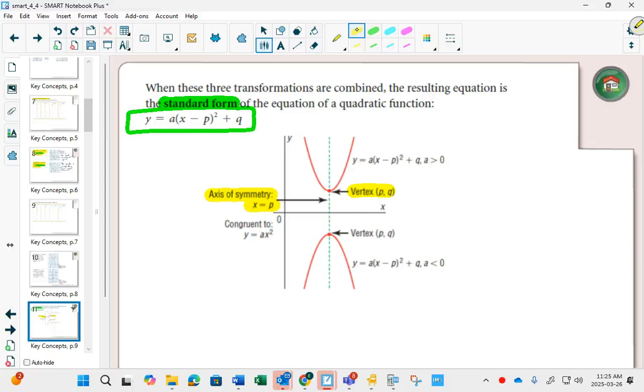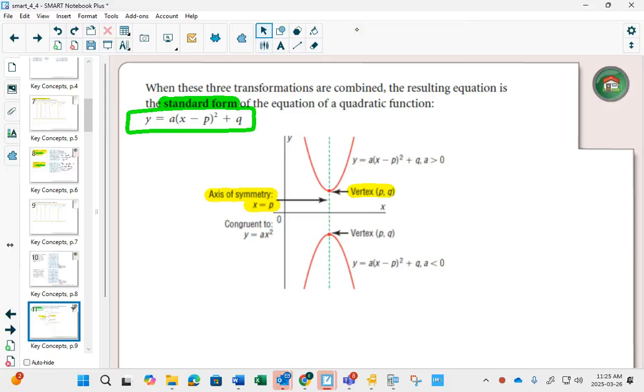Sometimes it opens up, sometimes it opens down, sometimes it's wider, sometimes it's narrower. That all depends on the a value. So what we're going to do is now we're going to use this standard form to help us find equations of graphs and to help us graph. We've already done the graphing in the construct the understanding, how you could use the vertex and then use the a value to find the others.